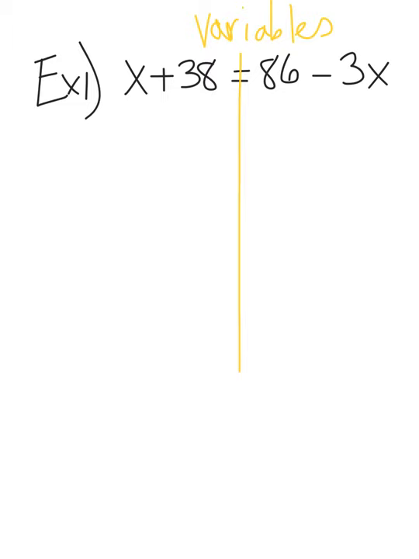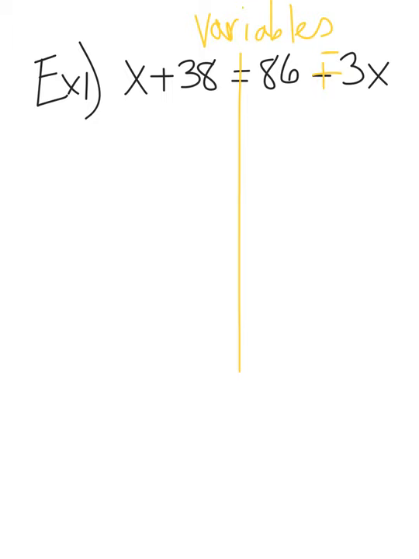Change all subtraction. I cannot stress this enough. All subtraction needs to be changed to addition. Add the opposite. So step 1 was draw the line. Step 2 is change subtraction. Step 3 is distributive property.